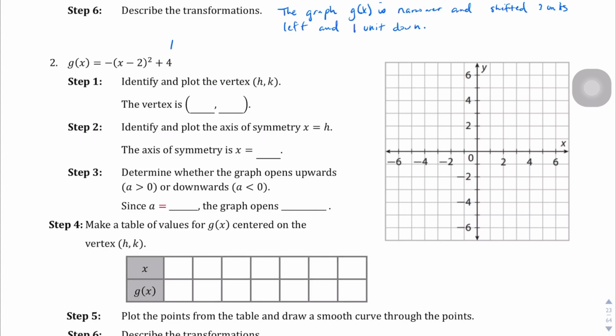Question 2. Okay, this one's interesting, right? Let's see the vertex. Vertex is going to be 4, or the k value that is 4. And look at this, it's in the proper form, so this one's just going to be positive 2. The axis of symmetry is just this x value when x equals 2. Step 3, let's see, since a equals negative 1, look at this, negative 1. And it's negative, so the graph opens downwards.